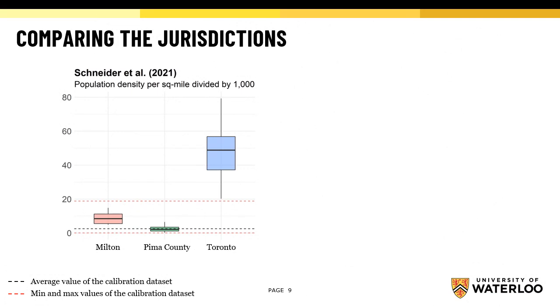A little bit more detail on the jurisdictions. Here we have the population density for the three jurisdictions. We can see that there are very different levels in the three jurisdictions, as I mentioned before. These three dashed lines represent the maximum, the average, and the minimum value of the original calibration data set. So we can see that the Toronto sites are out of this range.